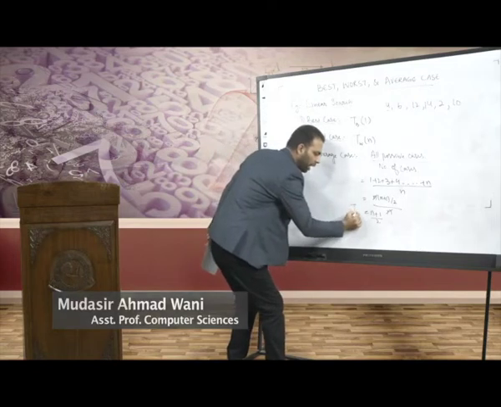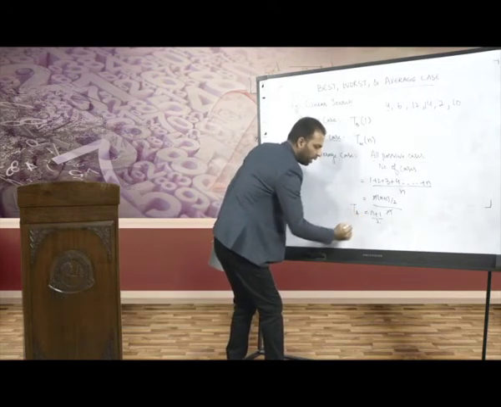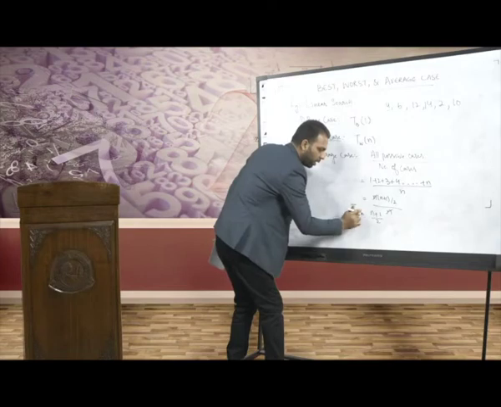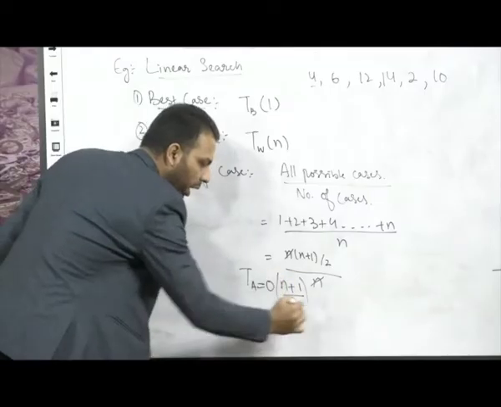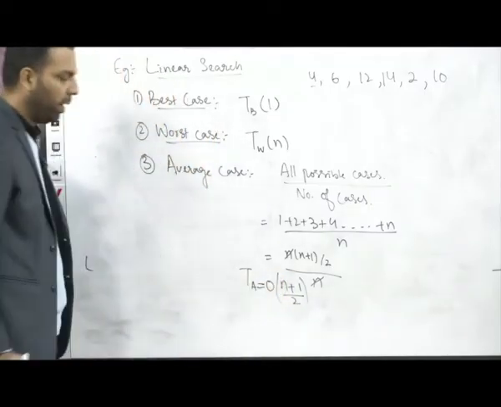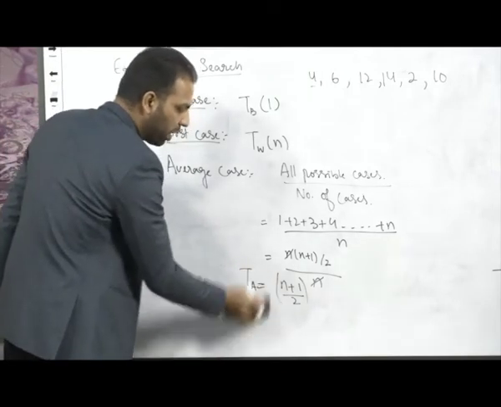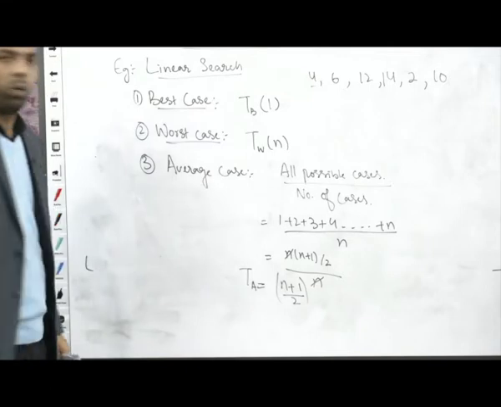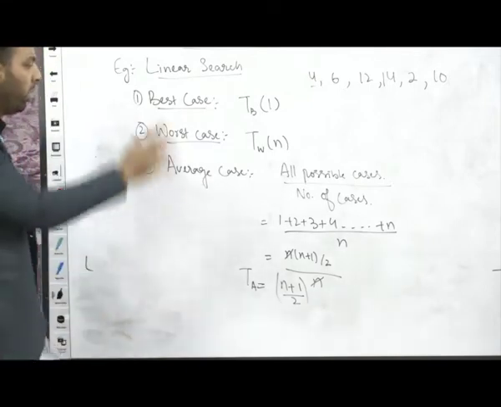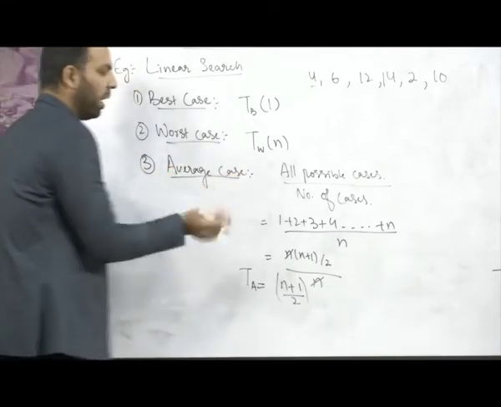So your TA will be of the order n plus 1 divided by 2. Or I will not write order here, I'll simply write it, your average case will be n plus 1 divided by 2. Okay. So you understood the best case, worst case and average case.